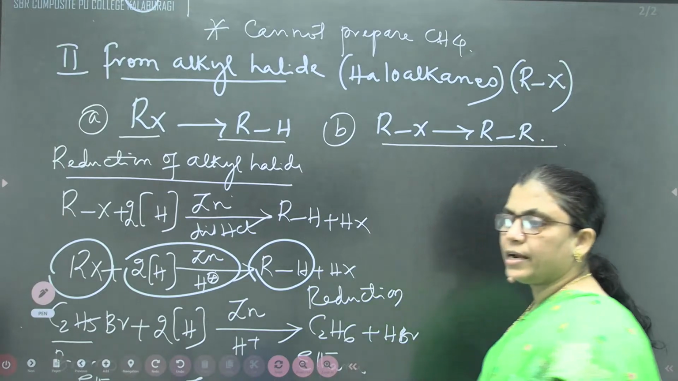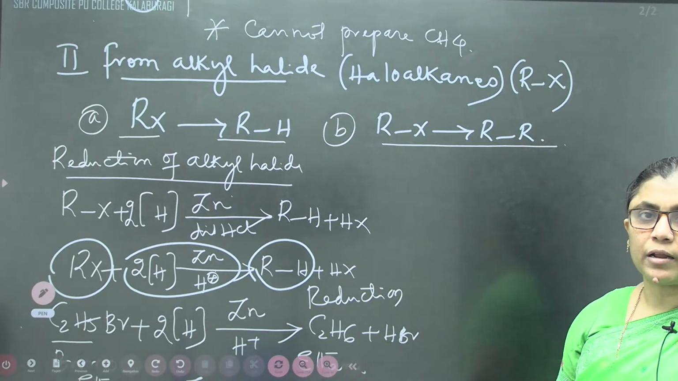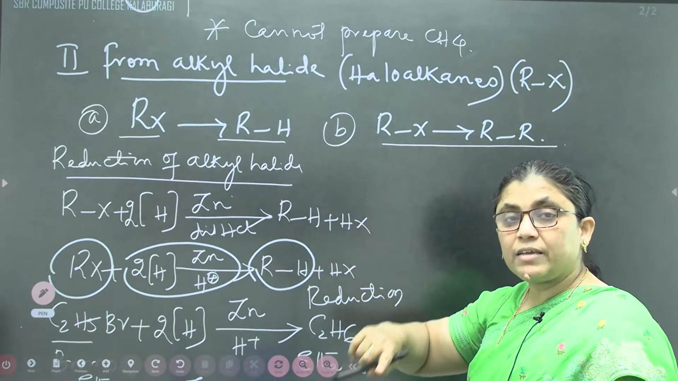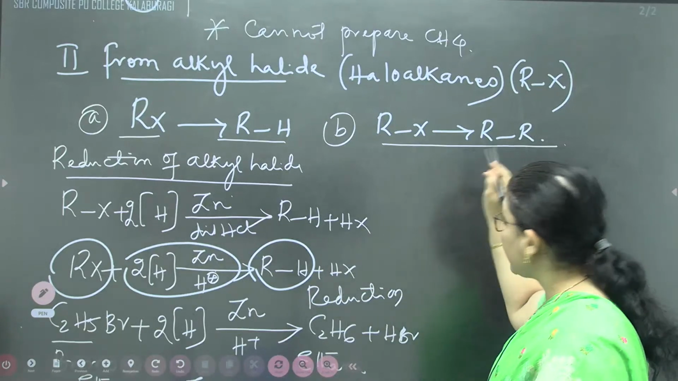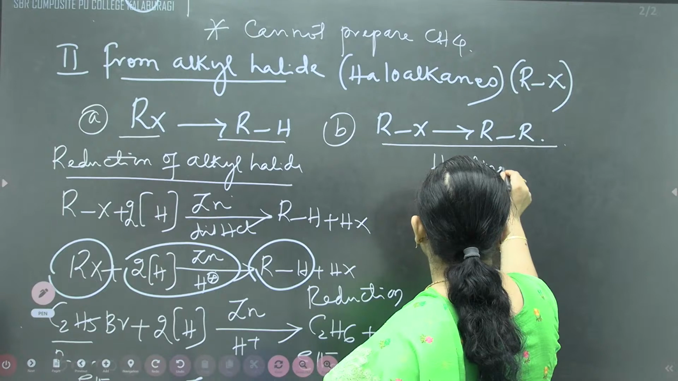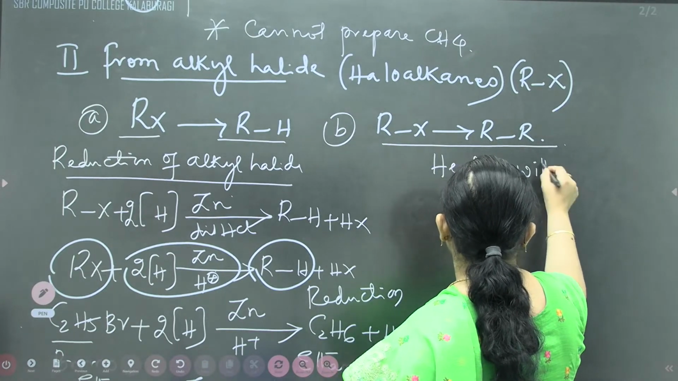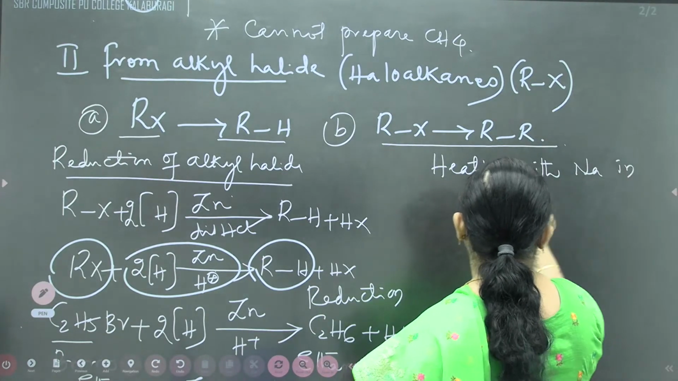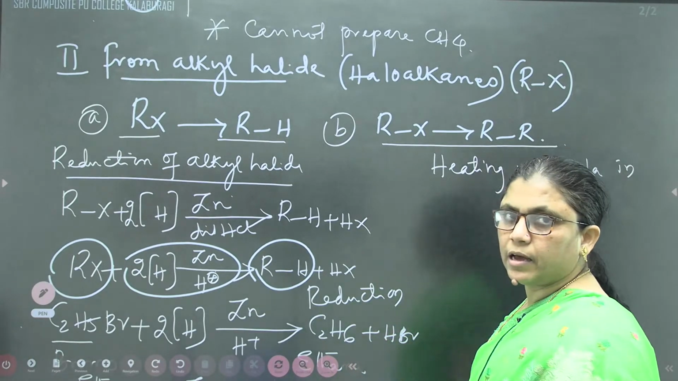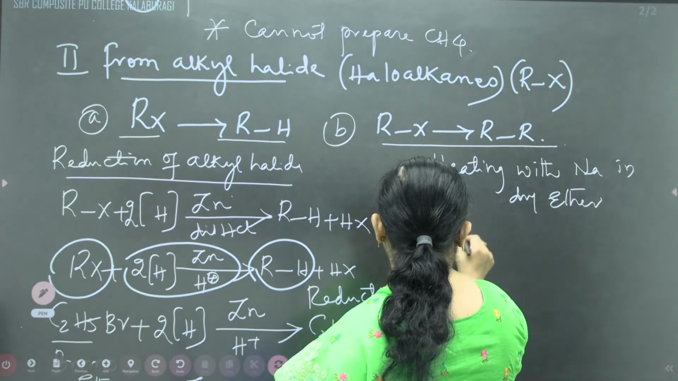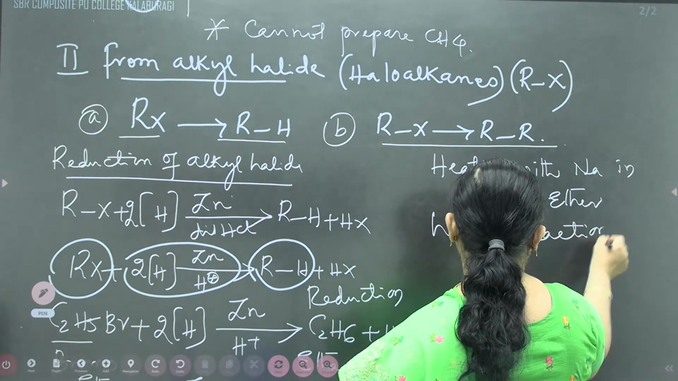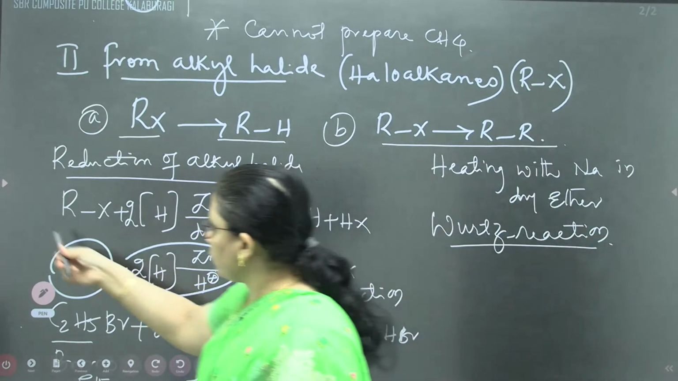Alkyl halide is converted into R-R, meaning two R groups join to form a double-sized alkyl group, and that reaction can be done by heating with sodium in dry ether. It is called the Wurtz reaction, W-U-R-T-Z. What is the Wurtz reaction?